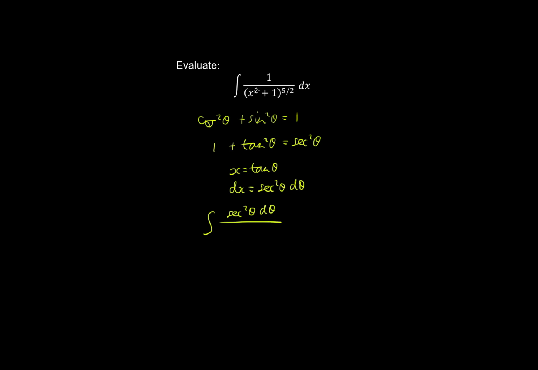And substituting for x squared gives 1 plus tan squared theta, which is sec squared theta to the 5/2, or sec theta to the power of 5. So this simplifies to 1 over sec cubed theta, which is the same thing as cosine cubed theta, or cosine squared theta by cosine theta d theta. And now you can substitute for cosine squared theta using this trig identity, and then use u-substitution to evaluate the integral. Substitute back for theta and post your answer in the comments.